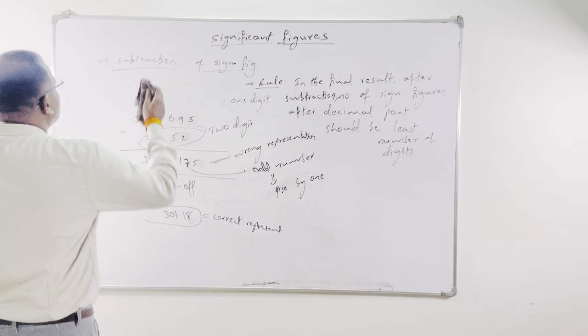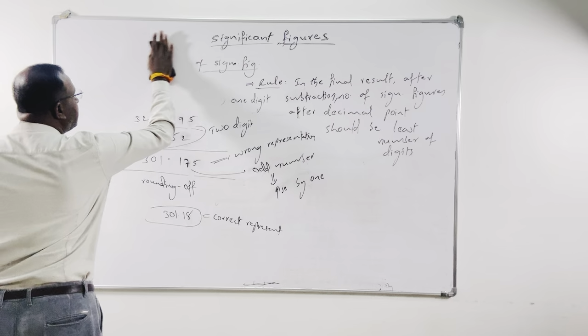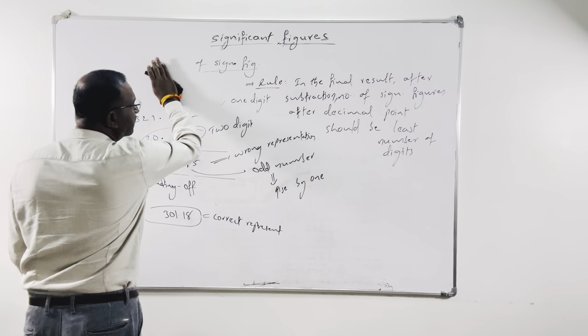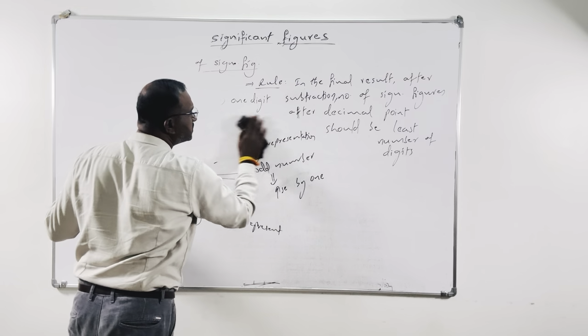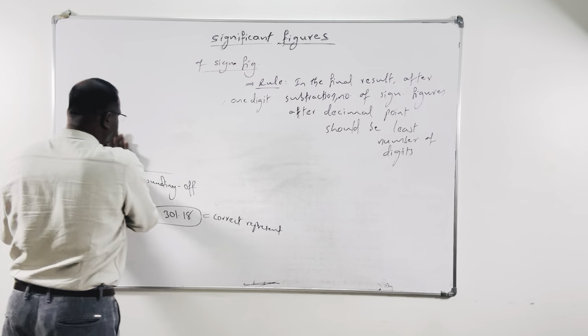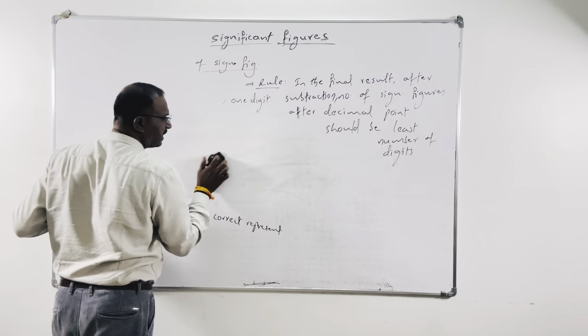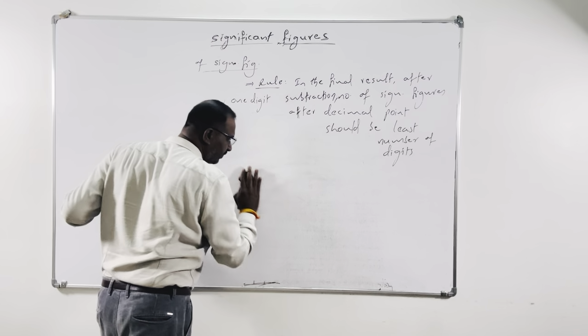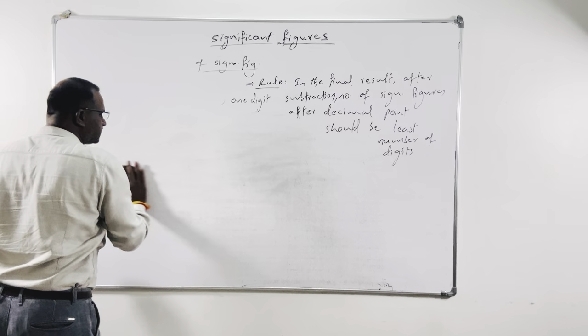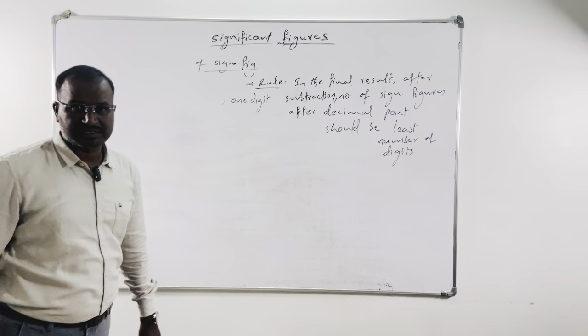How to do multiplication and division of significant figures? I am removing this one. Multiplication and division of significant figures. If you listen to this one, the total significant figures topic will be finished.